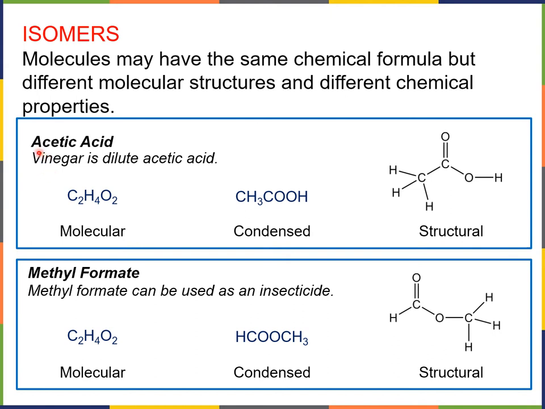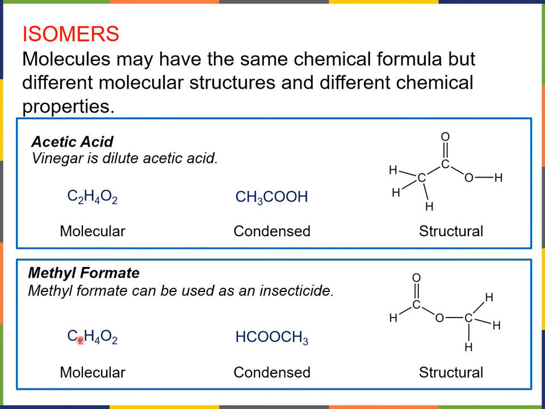For example, acetic acid and methylformate both have the molecular formula C2H4O2, right? C2H4O2, but they have different structures, very different structures and very different properties. Acetic acid is something you can eat if it's dilute enough. Tastes quite good in some instances. C2H4O2, acetic acid, has a condensed formula CH3COOH and the structural formula that we saw a couple of slides ago.